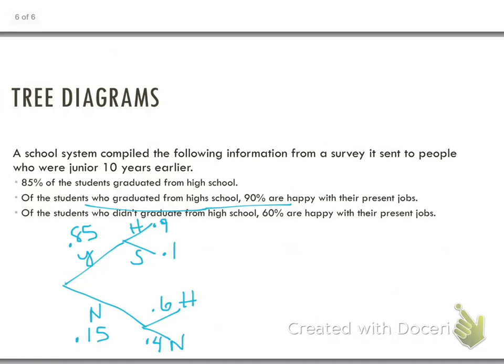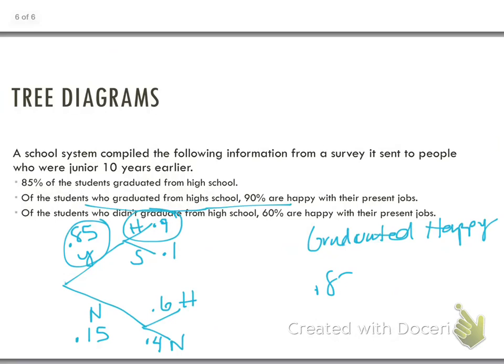So to be able to find the question that I forgot to type in, we're trying to find the probability that they graduated from high school and are happy with their present job. So graduated and are happy. So to find this, what we're actually going to do is just multiply those parts of the tree branch together. So I'm going to find the part that graduated and the part that is happy, and I'm going to multiply them. So 0.85 times 0.9 to find the probability of the total, which is going to be 0.765, which would be 76.5% of them are happy and have graduated.